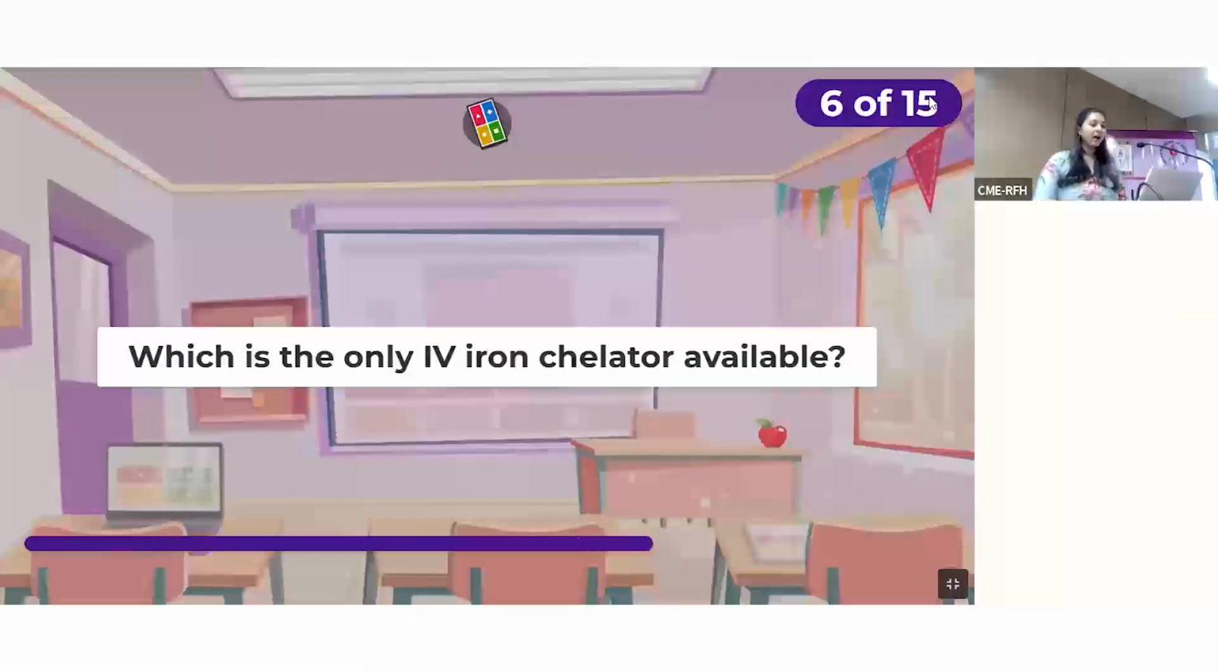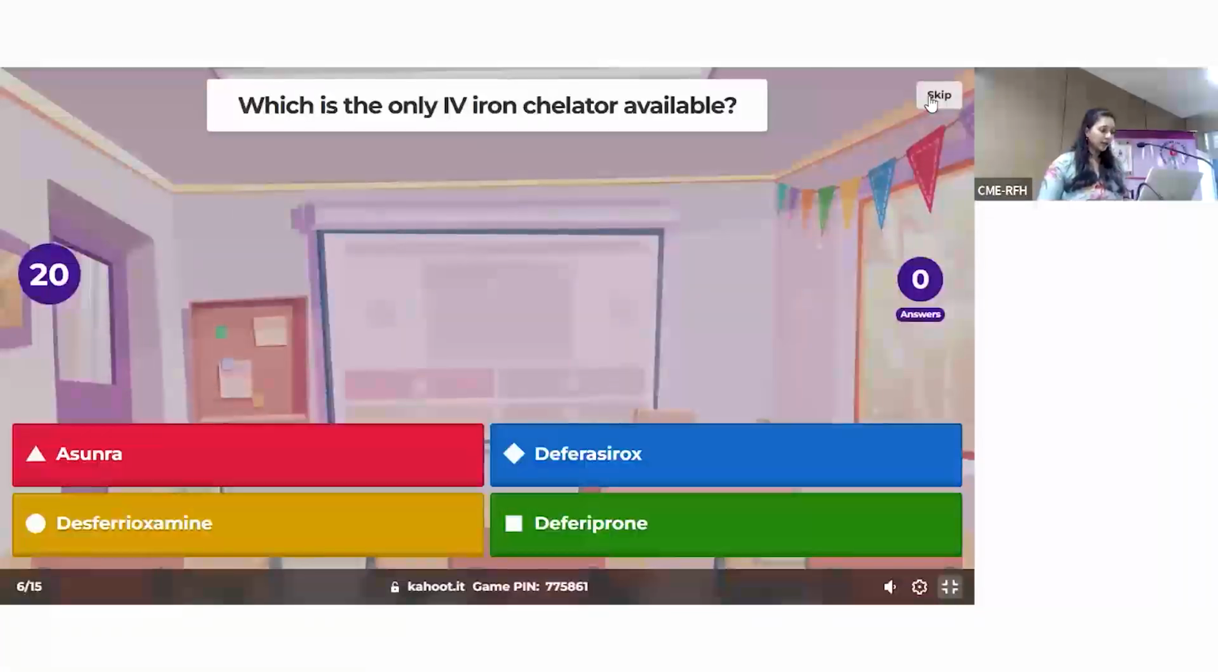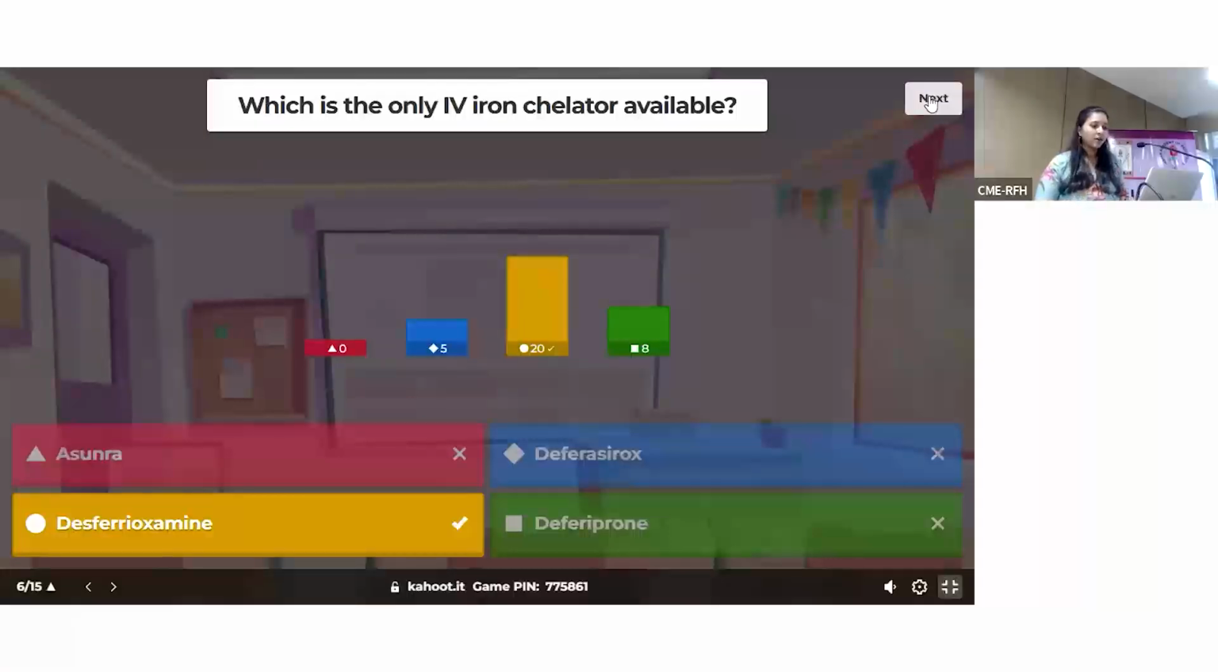Which is the only IV iron chelator available with us? Is it Asunra, Deferasirox, Desferrioxamine, or Deferiprone? Great. So desferrioxamine, as we know, is the IV iron chelator. It was the first iron chelator which was available to us. Now, because of oral drugs being available, the oral drugs are preferred as the first choice.